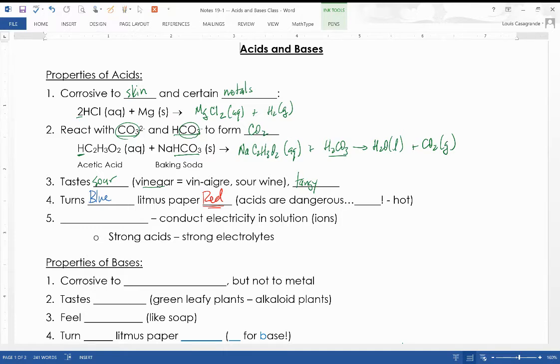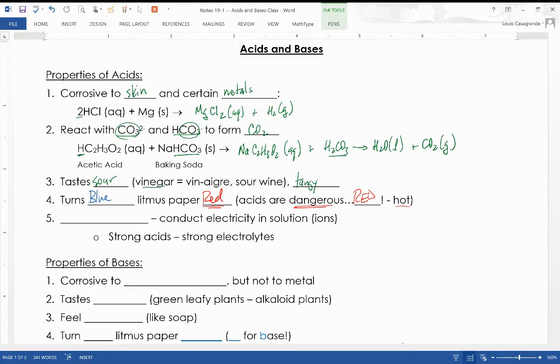Now, remember, acids are dangerous. How do you remember the red? Acids are dangerous. And what's the big danger color? Red is the big danger color. And so we remember acids are dangerous, gives us red, and we can think of them as hot. They'll give us those chemical burns. And they do feel like actual burns, but they're not the same as heat burns.